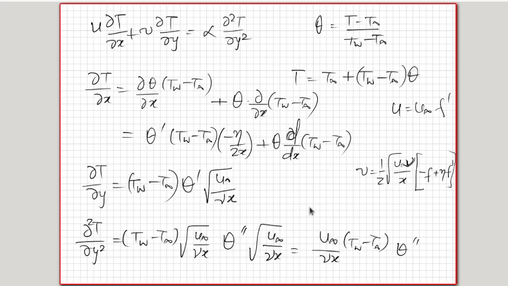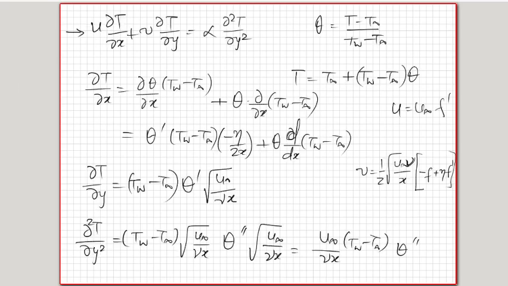Okay, so I substitute all of this into the first equation that is here. So then what do I get? I'll get it on the next page. U infinity f prime multiplied by del t by del x. Del t by del x is these two terms. So it is with a negative sign here, minus theta prime by 2x into t1 minus t infinity.